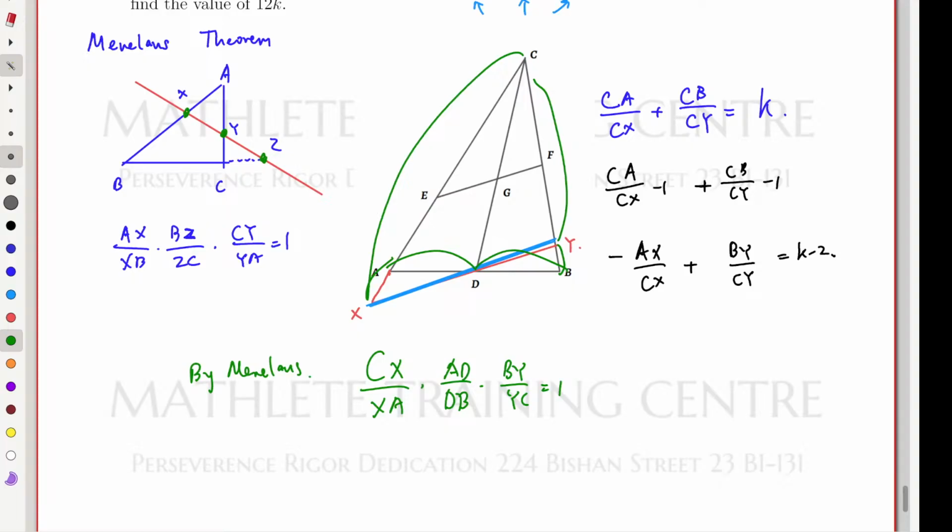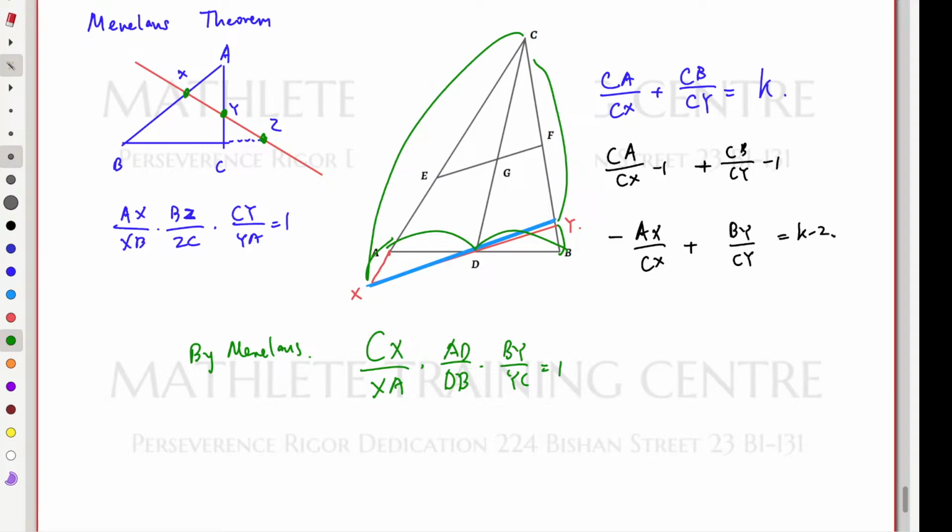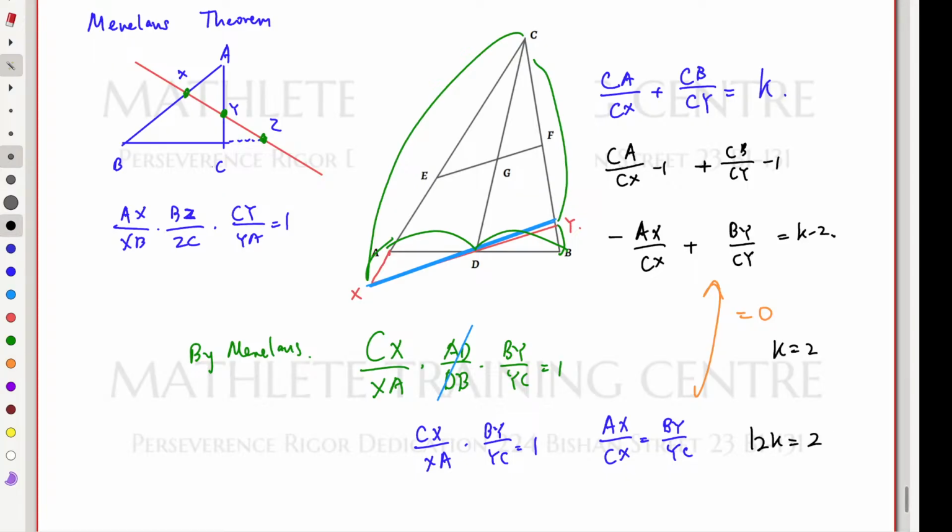If this equals 1 by Menelaus, then AD over DB firstly equals 1, right? So we can remove this guy. Then we get that CX over XA times BY over YC equals 1. In other words, AX over CX equals BY over YC. So from here, if you go back and substitute inside here, you'll notice that this equals 0. So therefore, k equals 2. And so 12k equals 24. So this is the answer for this last question.